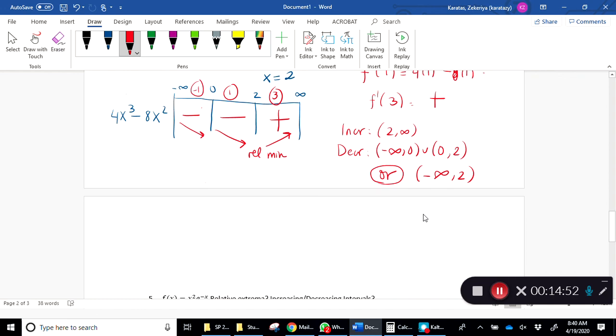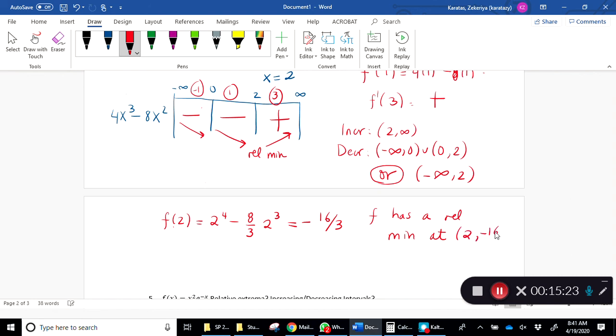And then the final part, you only have one relative min. So the final part, you plug in that number 2 into the function, so it's 2 to the 4 minus 8 over 3 times 2 to the third. You can check that on the calculator. That's going to be negative 16 over 3. So f has a relative min at 2 comma negative 16 over 3. Check that with a calculator.